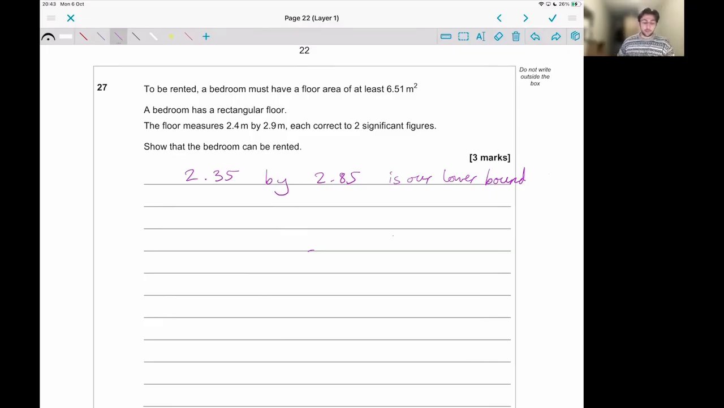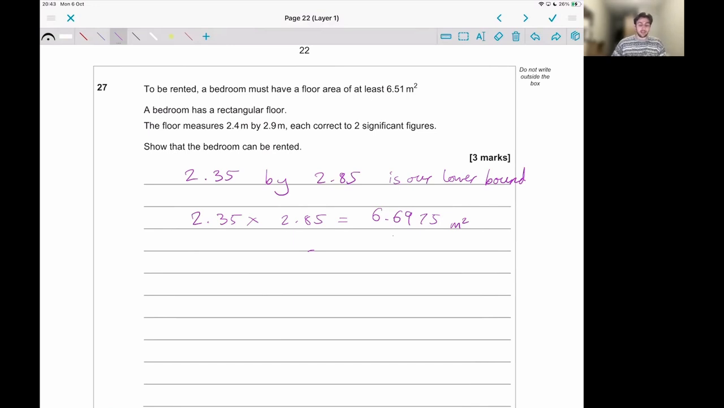So now that we've got that, we can multiply those to find the area. So 2.35 times 2.85 gives us an area of 6.6975 meters squared. And we do need to be exact with that. That's supposed to be meters squared, but it looks like centimeters squared. There we go. So 6.6975 meters squared.